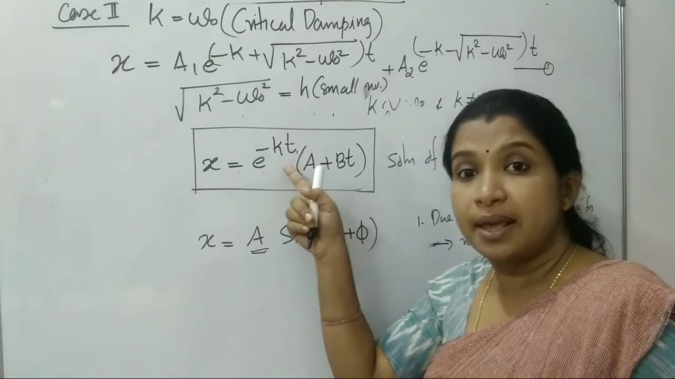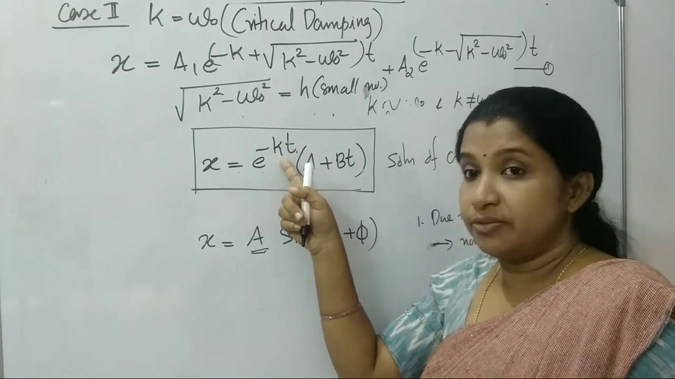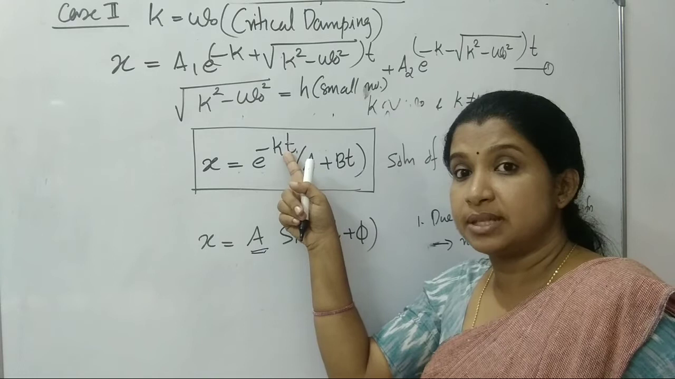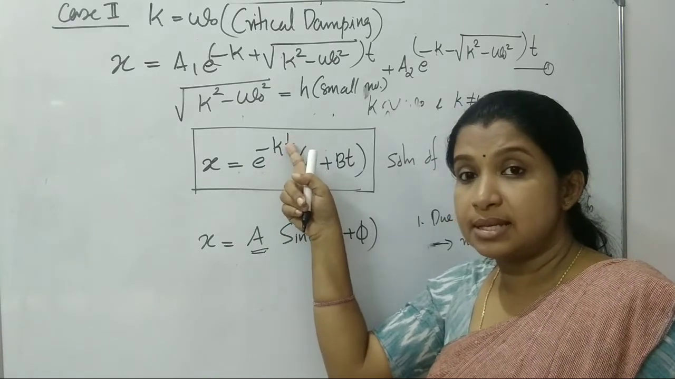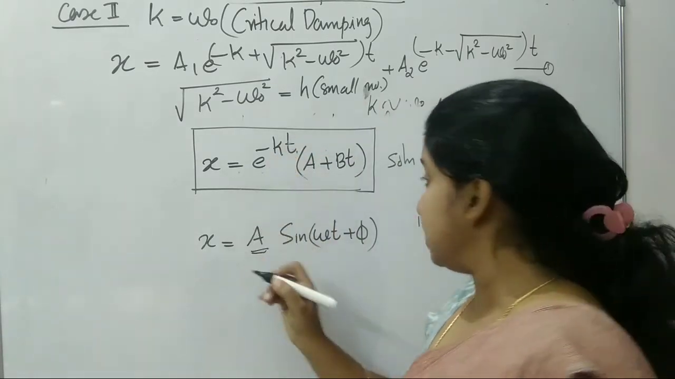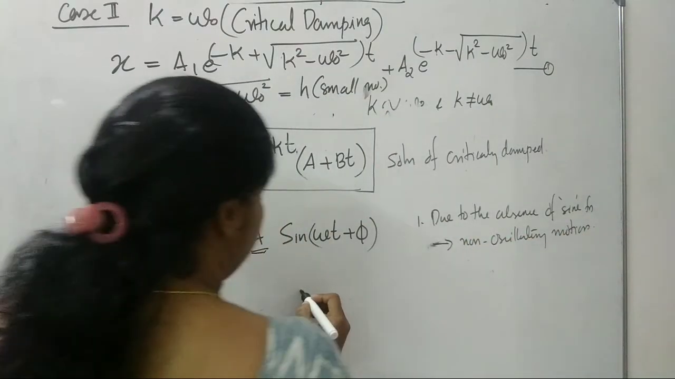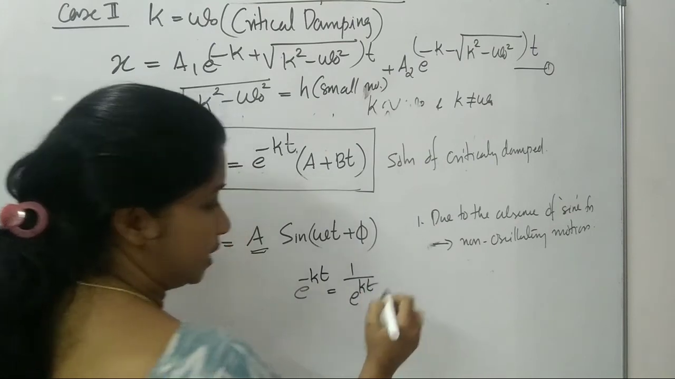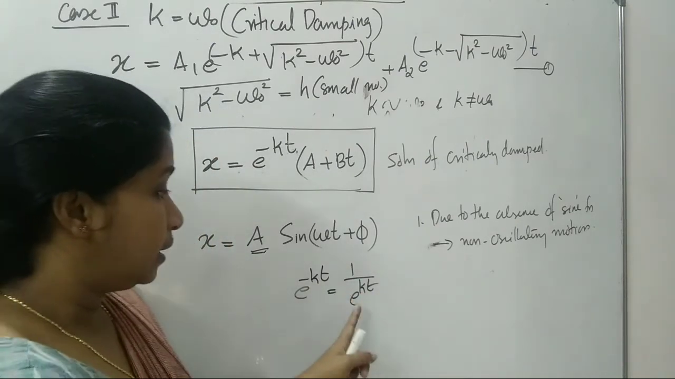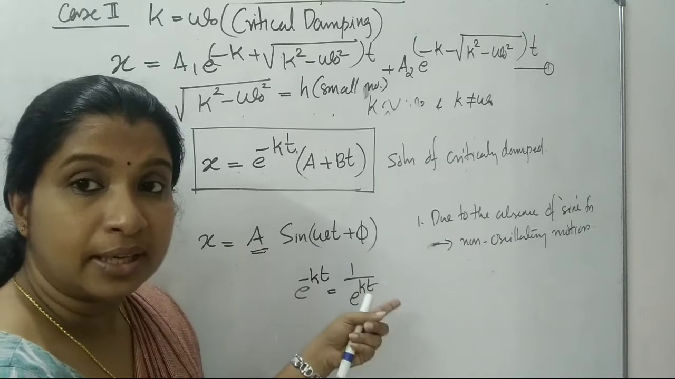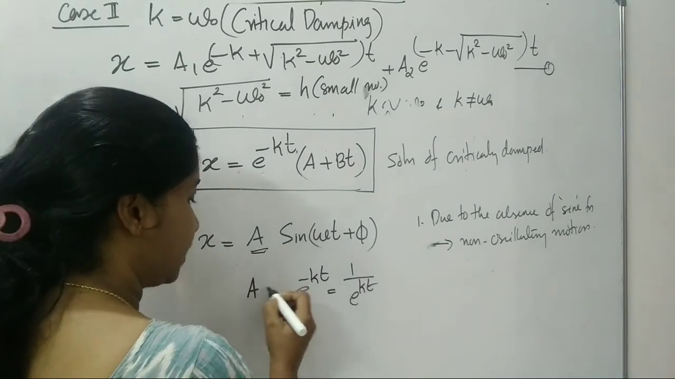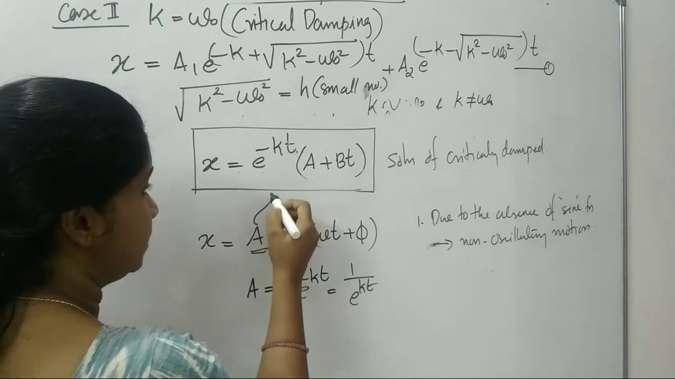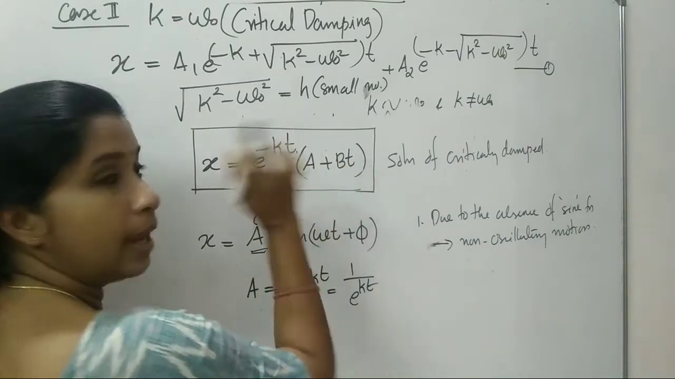But the second term is e raised to minus kt. This term we studied in the overdamped case also. e raised to minus kt means 1 by e raised to kt. What happens if this term is there? When time increases, exponential decrease of amplitude occurs. So here we get amplitude as e raised to minus kt into a plus bt.